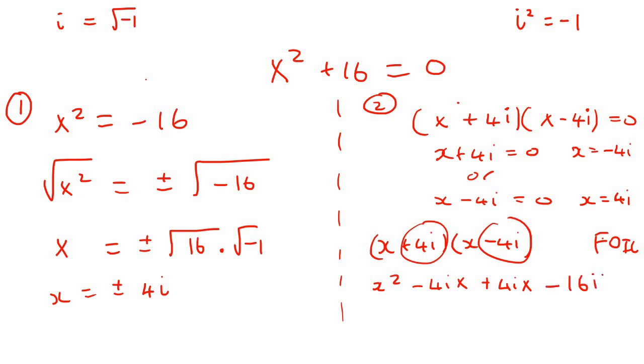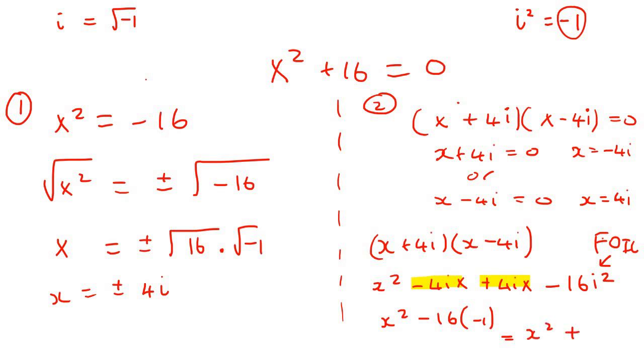Now i times i is i squared. Now if you look at these two middle terms, they cancel out. And if you look at i squared, we said that that should be negative 1. So we're going to say x squared minus 16 in brackets, negative 1. And so that's going to give us x squared plus 16. And that's exactly what we had.